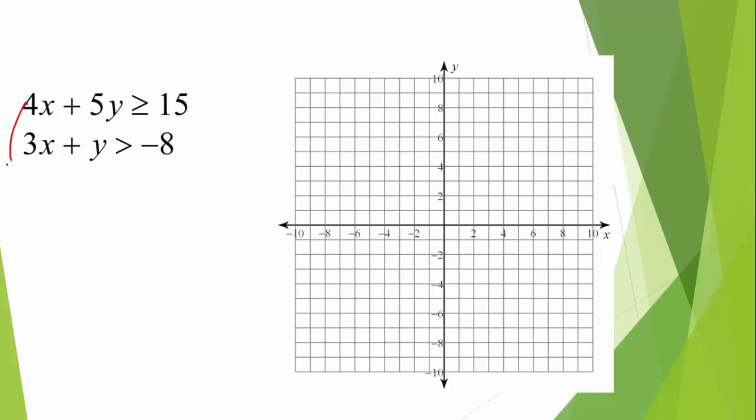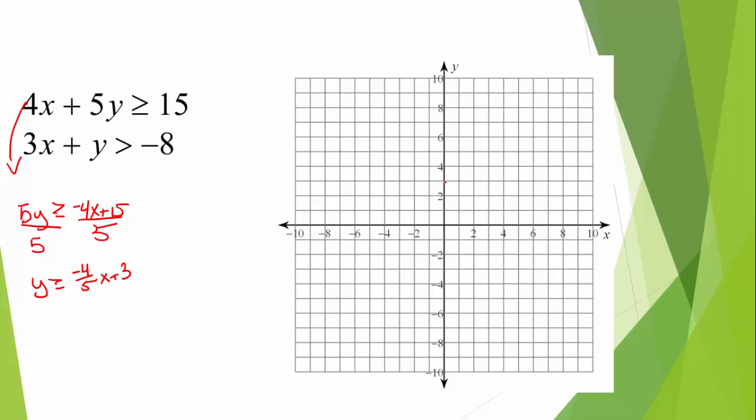So I'll start with the first one. Got 5y is greater than or equal to negative 4x plus 15. And then I'll divide through by 5, and I get y is greater than or equal to negative 4/5 x plus 3. So let's graph that.